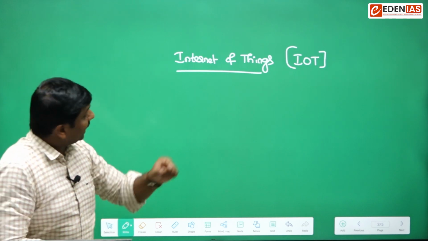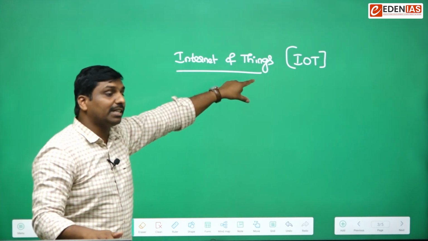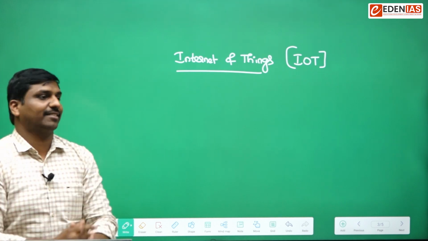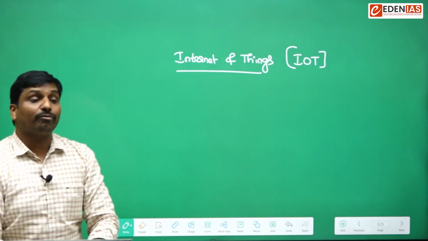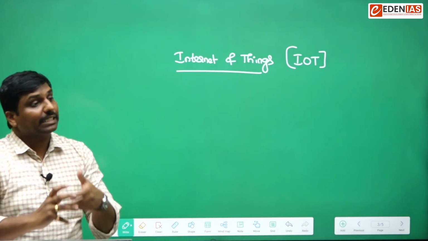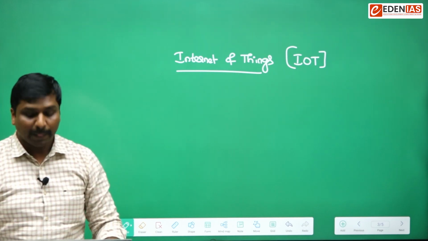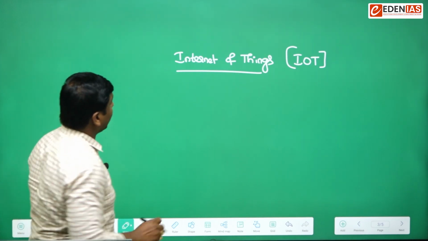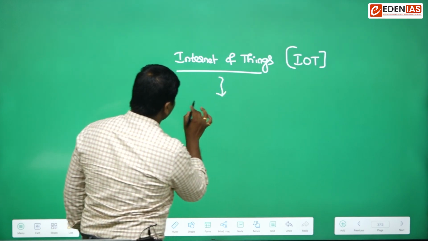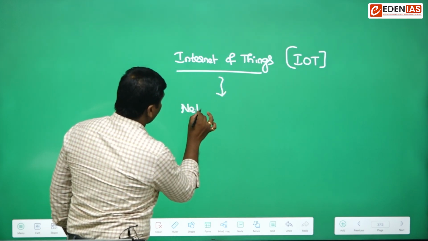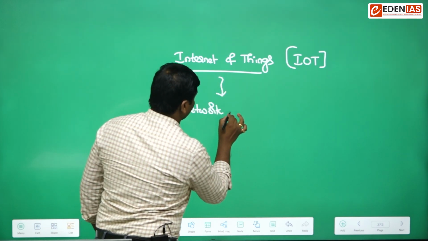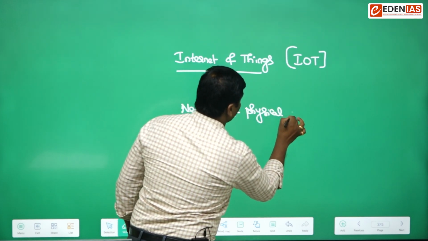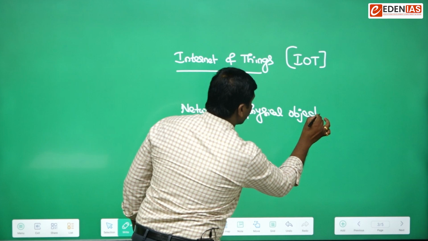Now here you see Internet of Things. That means Internet of Things refers to network of various objects. Are you getting? Network of various objects is nothing but Internet of Things. So in simple fashion to say, it's a network of various physical objects.